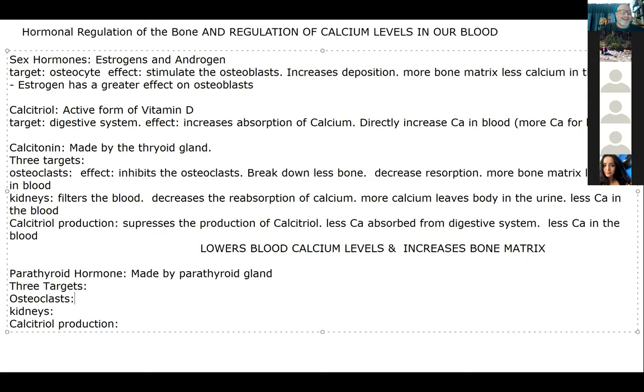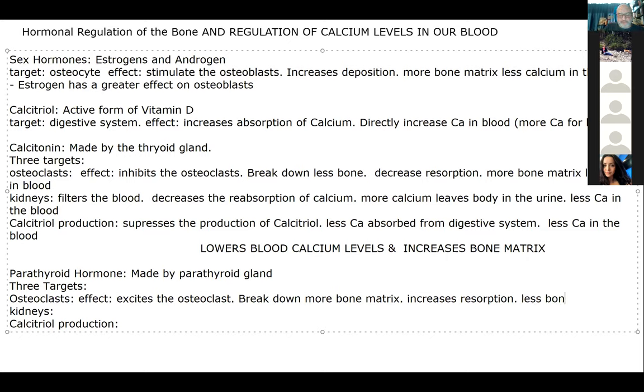All right. Back on topic. Not surprisingly, the three main targets of parathyroid hormone are the same three targets as calcitonin. However, their effects are very different. Parathyroid hormone's effect is to cause an increase in activity. It excites the osteoclast. That means we break down more bone matrix, and if we break down more bone matrix, we are increasing resorption, which means we have less bone matrix, but we get more calcium in the blood.